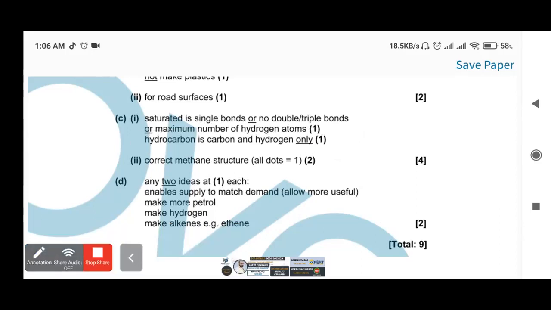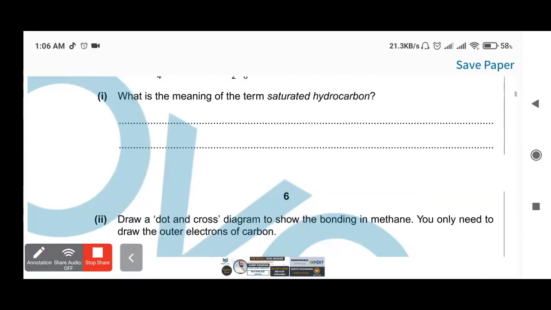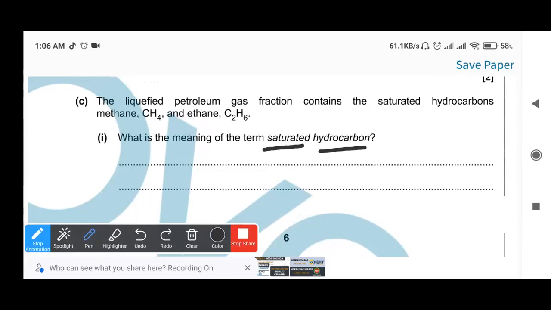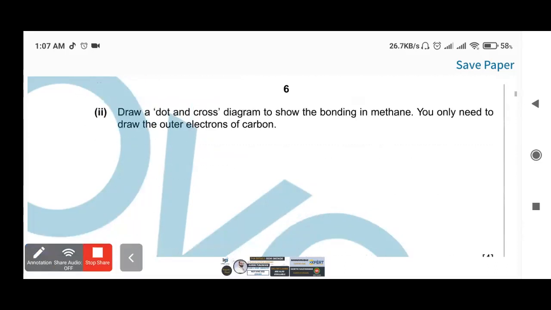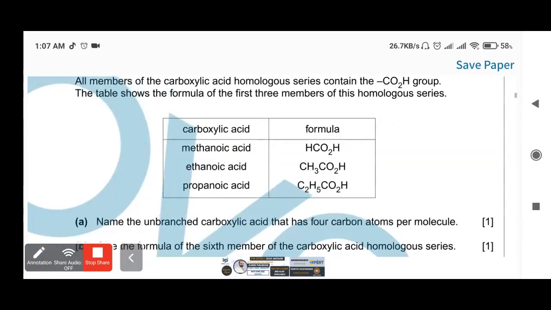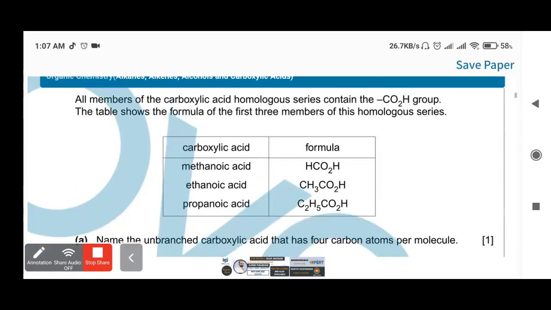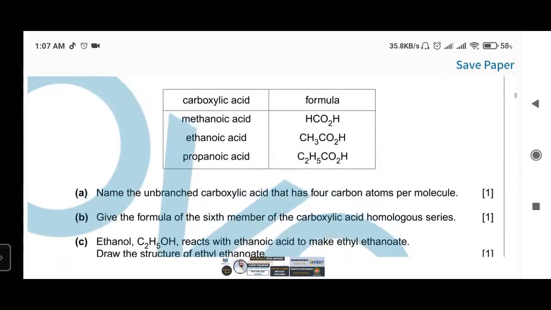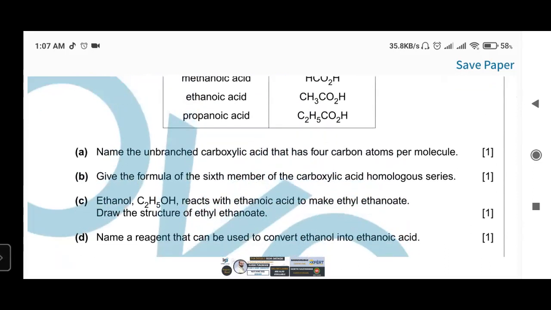Look at the question. This question has two parts. You have to explain the meaning of saturated and also the meaning of hydrocarbon. Saturated means all single bonds, and hydrocarbon means containing carbon and hydrogen only. I think this is easy. You can do it.